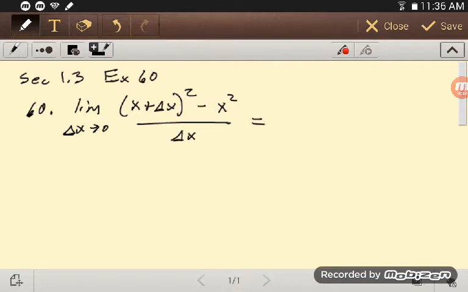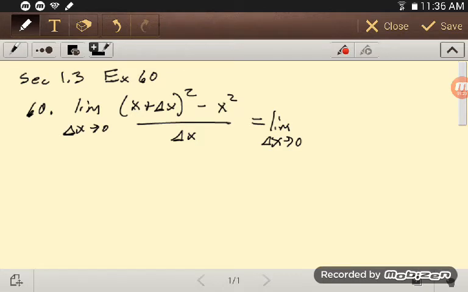And what we see when we look at this is, again, we have a 0 over 0 problem here, because if I do a direct substitution of delta x equals 0, the bottom is definitely 0, and the top is x plus 0, which is x squared. So I get x squared minus x squared, I get 0 over 0. Okay, so that's a problem. So what we can do is just multiply everything out on top and see what happens.